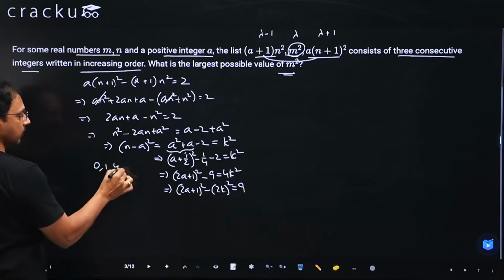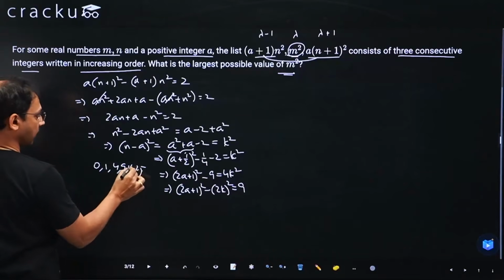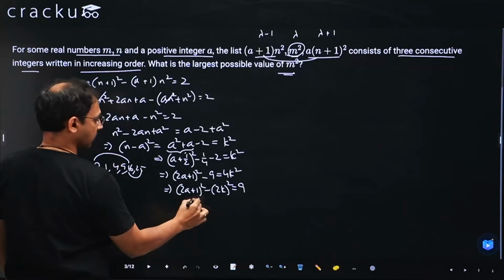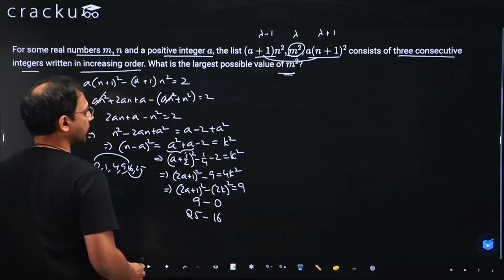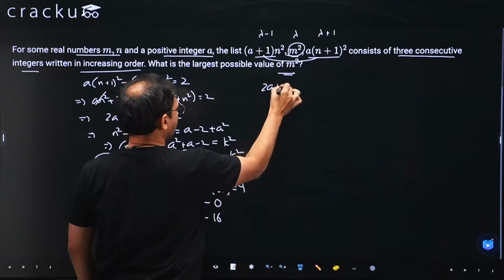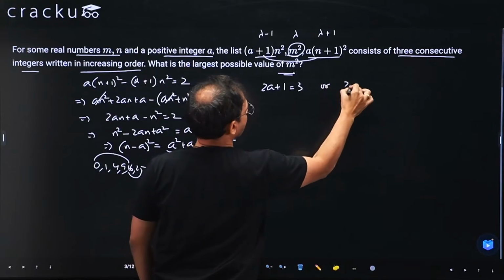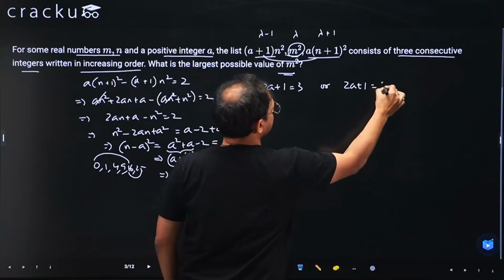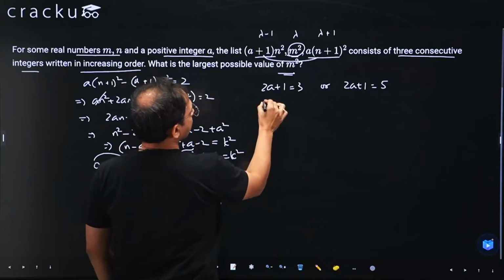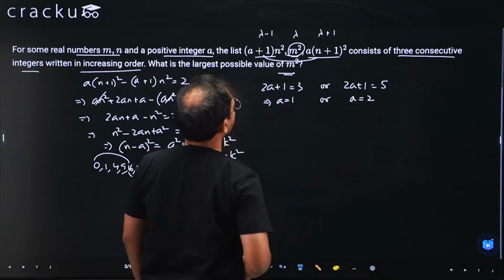Let's see. So these are some squares. After this the difference will be more than 9. So I have one possibility here, one possibility here. So this could be 9 minus 0 or 25 minus 16. So let us see. 2a + 1 will either be 3 or 2a + 1 will be 5. In this case, a is 1 or a is 2.